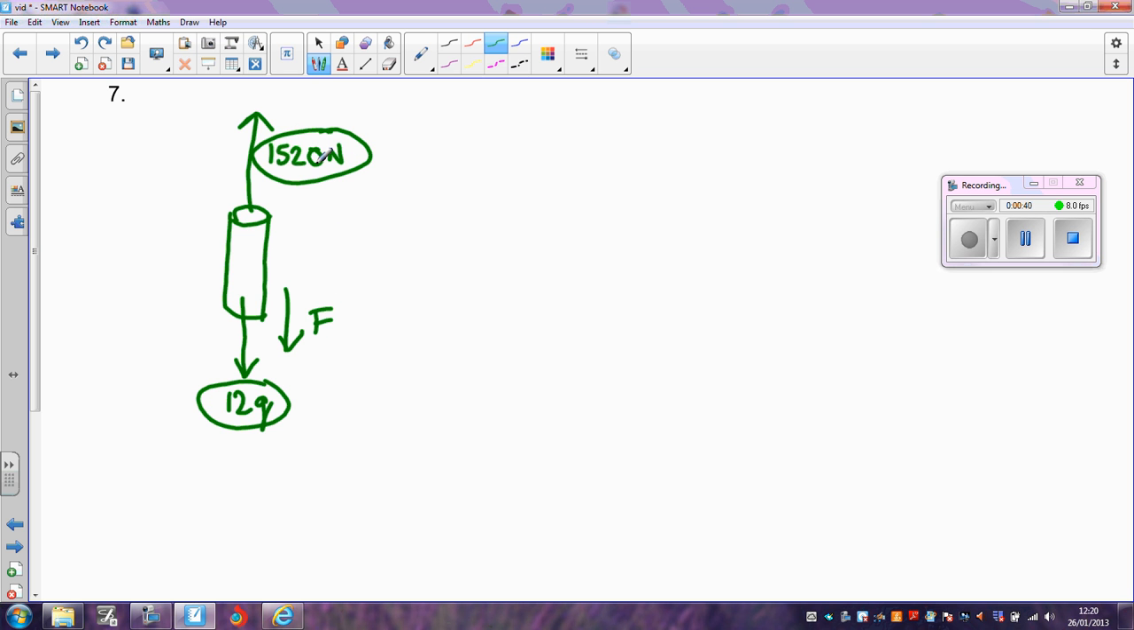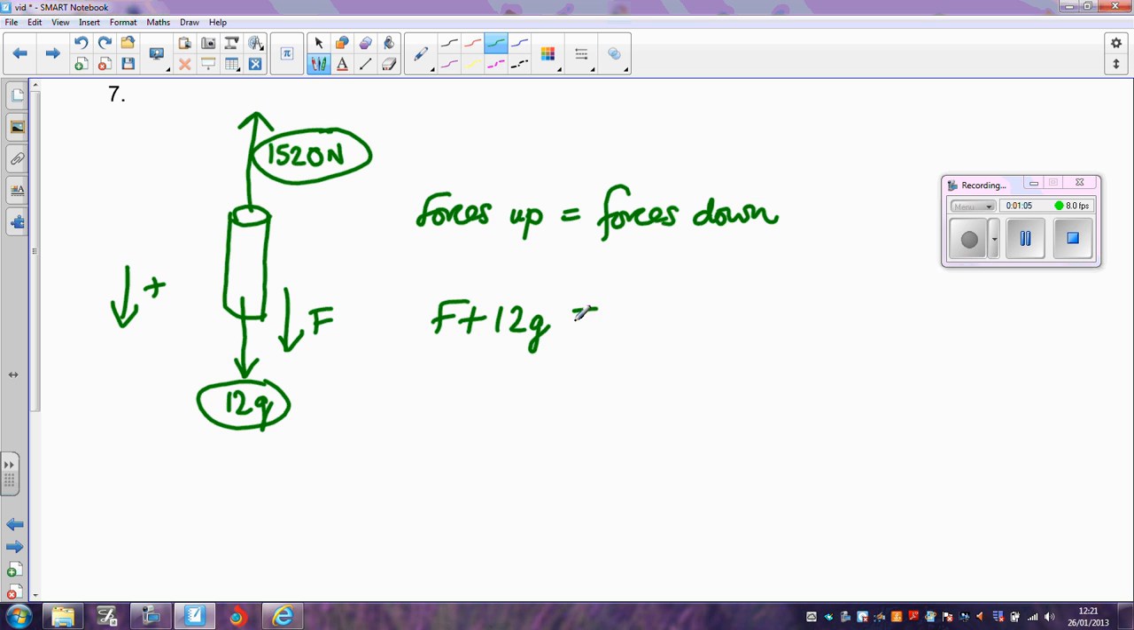Now, if the force acting upwards is constant, and the forces which act downwards are constant, there cannot be any acceleration. In other words, we can say here that the forces acting up must equal the forces acting down, because there is no acceleration, there's no overall force up or down. In other words, acting downwards, we've got F plus 12 g, doesn't really matter which we take to be positive, and that has got to actually equal 1,520 newtons. And if you work that out, F comes out as, to two significant figures, 1,400 newtons.